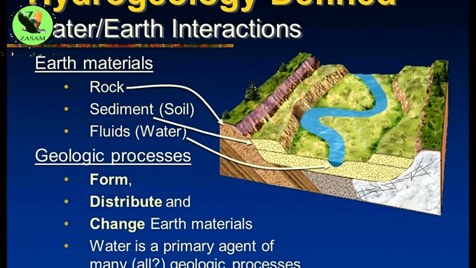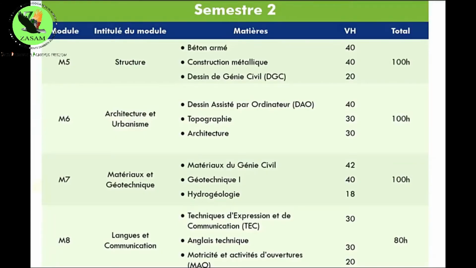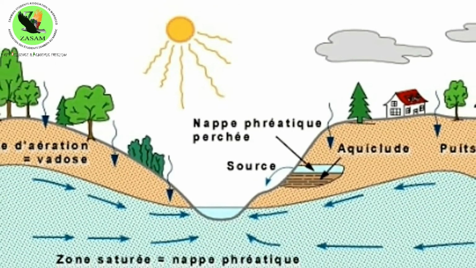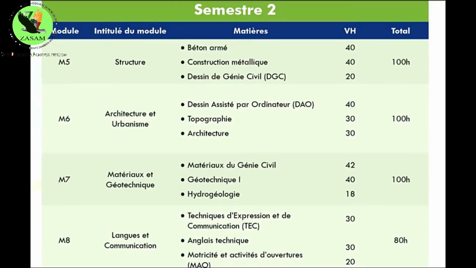Then there is hydrogeology. That's everything to do with the geology of water. We have nappe phréatique. What's nappe phréatique? It's something like an underground river basin and whatnot. It's like the geography that you did back in high school. It's not really complicated. It's very theoretical. It was kind of boring to me, but it's really interesting.